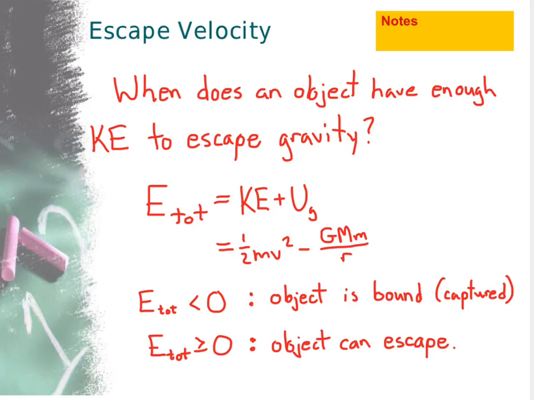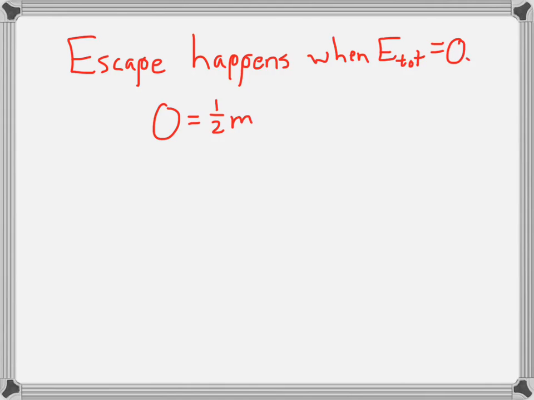But it turns out that if we have enough kinetic energy so that this sum is greater than or equal to 0, then we can escape. So that's the principle. Let's say we know that escape happens when the total energy is equal to 0. So let's set up this equation: 0 equals 1/2 mv squared minus G big M little m over r.